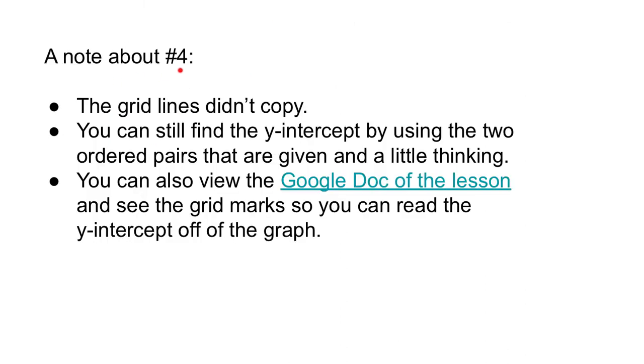Just a quick note about number 4, the grid lines did not copy. They were too faint. So you can still find the y-intercept by using the 2 ordered pairs that are given and a little common sense. Or you can view the assignment as a Google Doc. That's linked in Schoology, and it'll be linked in this Ed Puzzle video. Then you can actually see the grid marks so you can read where the y-intercept is right off the graph.